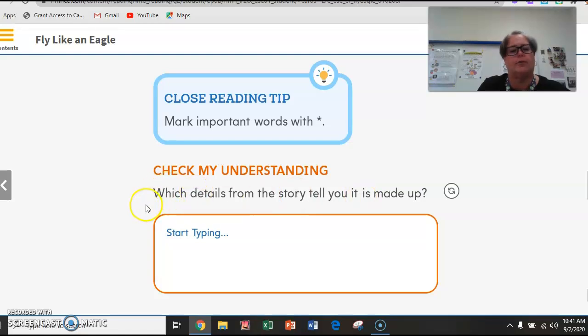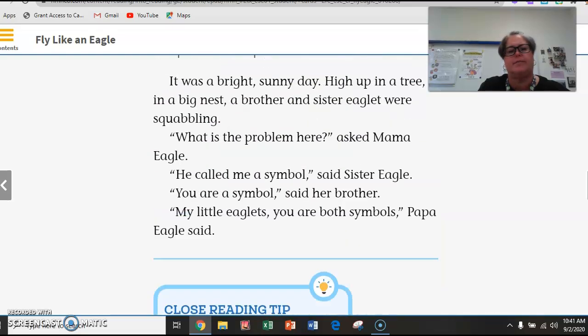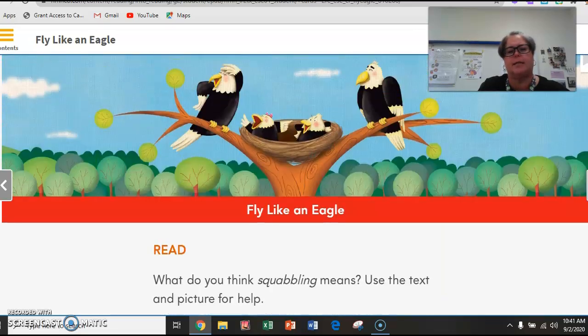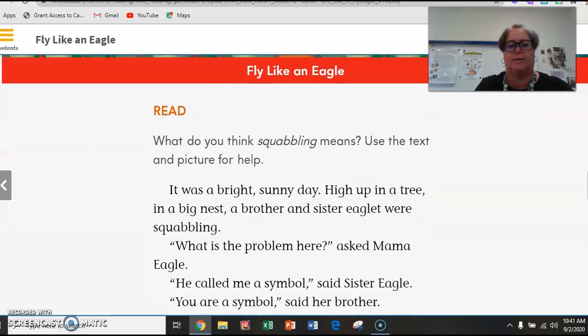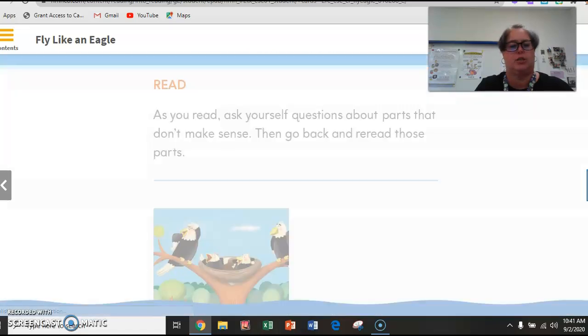Right here, let's check for understanding. Which details from the story tell you it is made up? How do we know this is a fantasy? Let's think about it. Can eagles talk in real life? No, they can't. So that's probably our first clue that we know this story is a fantasy. Okay, let's go to the next page.